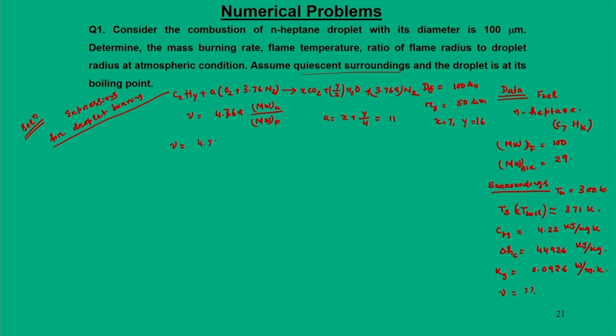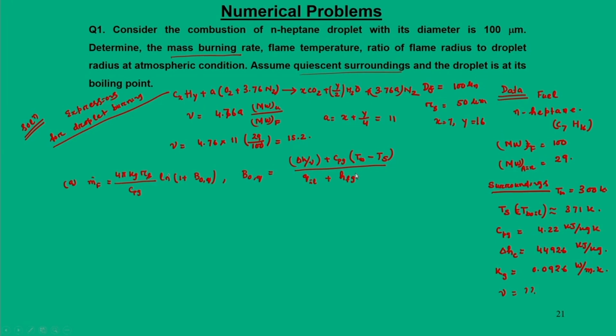So, when I have this, the first thing we can calculate is nu. Nu is 4.76 into 11 into 29 by 100. That expression gives 15.2. So, we have all the parameters, and we have to recall our expressions. First, we calculate m dot f, which is nothing but the mass burning rate. That expression is 4 pi kg Rs divided by Cpg, into ln of 1 plus B, where B is delta Hc by nu plus Cpg into (T infinity minus Ts), divided by QL plus hfg.